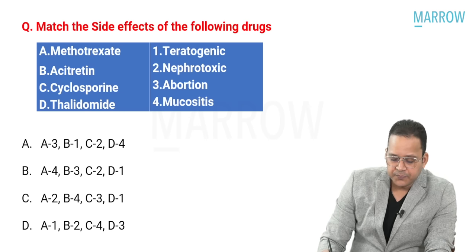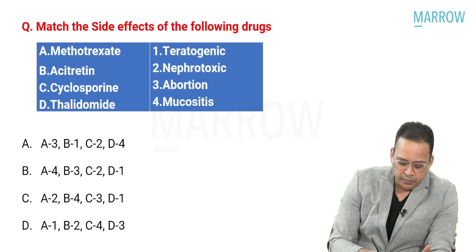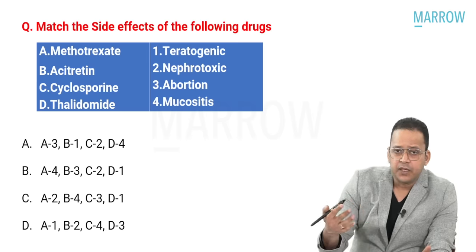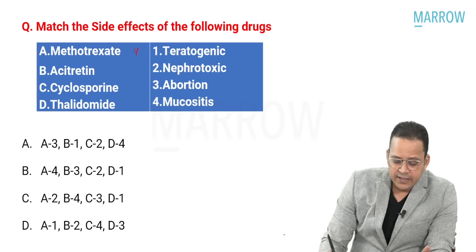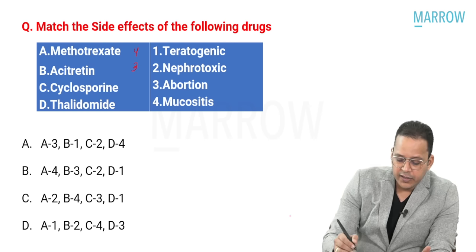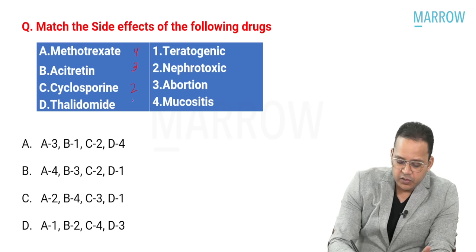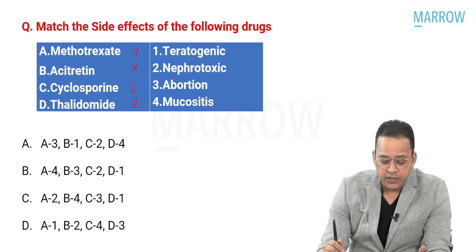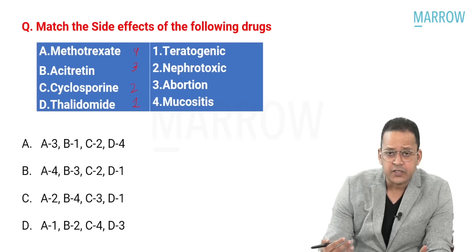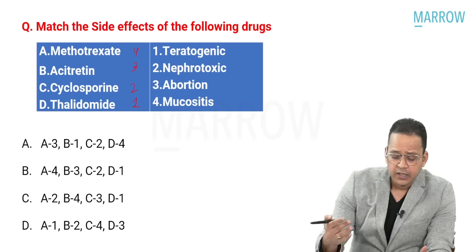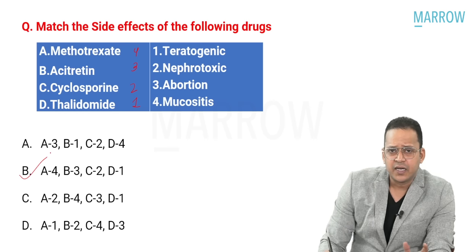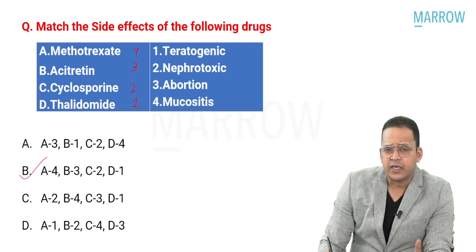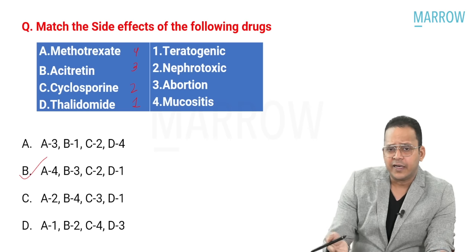Match the side effects of the following drugs. Let's have a look at the side effects. Methotrexate. So guys, methotrexate is an anti-metabolite. Anti-metabolite drugs, anti-folate, pyrimidine, purine analogs, all of them cause mucositis. Acitretin, see guys, acitretin use can cause abortion. Cyclosporine is nephrotoxic too. Thalidomide is teratogenic, causing phocomelia. Though acitretin is also teratogenic, thalidomide is teratogenic. So acitretin is both teratogenic and can cause abortion. So I'll go for 3, abortion. So A4, B3, C2, D1. B is the right answer. This is an easy MCQ, because all of these MCQs have been asked multiple times in different exams, they've compiled them together and asked this, right?